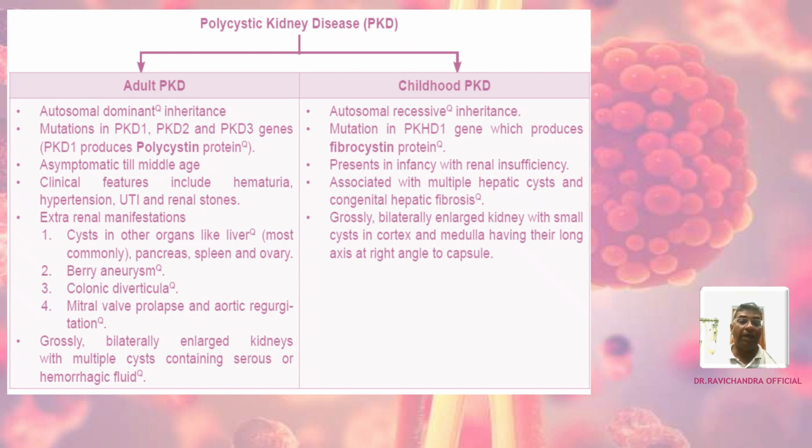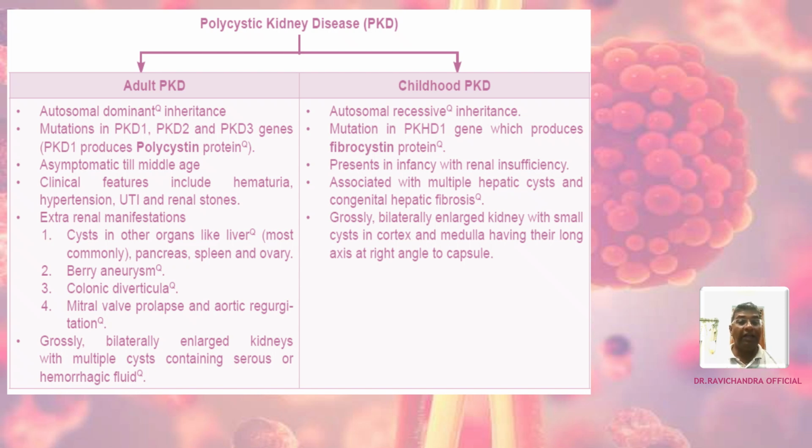Clinical features in adult polycystic kidney disease include hematuria, hypertension, urinary tract infection, and renal stones. There will be extrarenal manifestations like cysts in liver, lung, pancreas, spleen, ovary. There may be CNS aneurysms, that is berry aneurysms, colonic diverticulae, mitral valve prolapse, aortic regurgitation. Whereas childhood PKD is associated with multiple hepatic cysts. You have to remember this: multiple hepatic cysts and congenital hepatic fibrosis in childhood PKD.